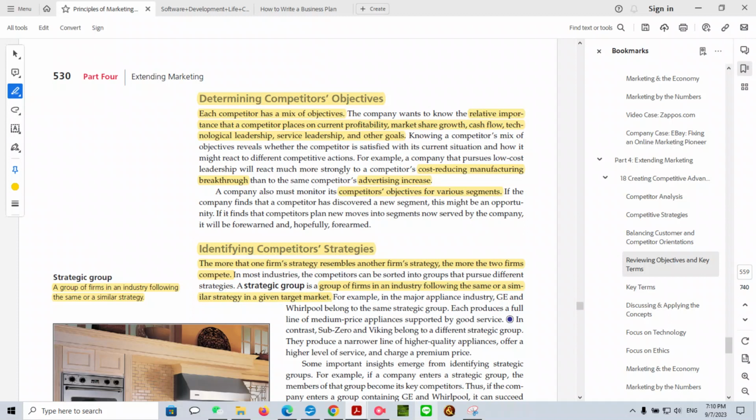For example, in the major appliance industry, GE and Whirlpool belong to the same strategic group. Each produces a full line of medium price. See that? Medium price, that's a different niche. Medium price appliances supported by good service. In contrast, Sub-Zero and Viking belong to a different strategic group, and they produce a narrower line of high quality appliances, offer a higher level of service, and charge a premium price.